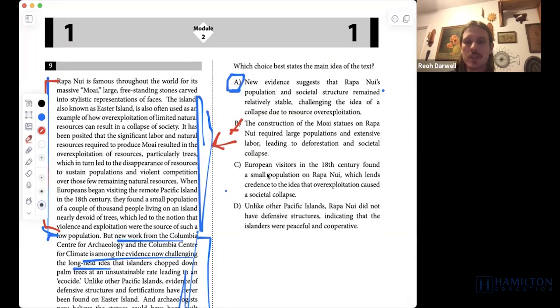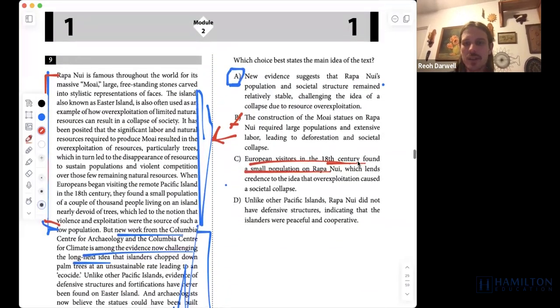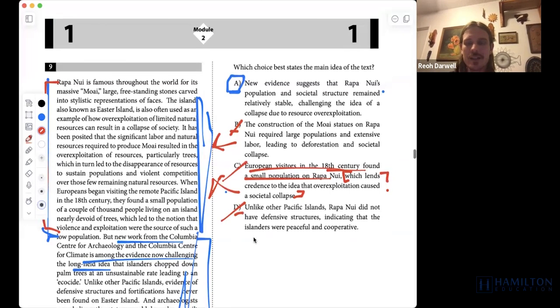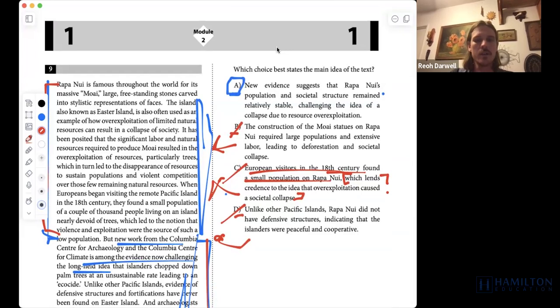C, this is a recycled language distractor. That is true, right? That is right here. But this is only half right because this portion is incorrect, right? That small population has always been a small population. This is not supported here. And then finally, D, even if it is a recycled language, does that connote the main idea here? No, the main idea is all this in there. So that's how we arrive to A for question 9.